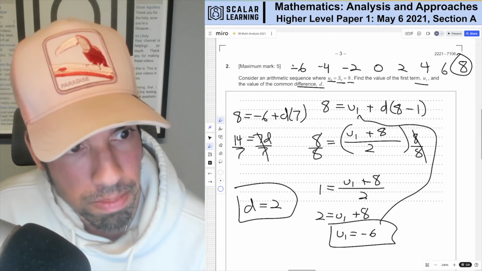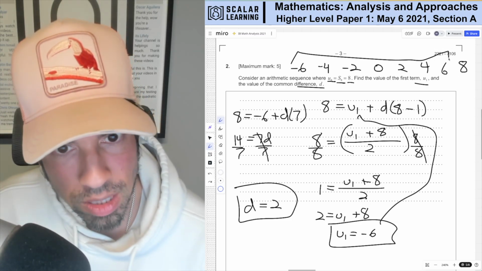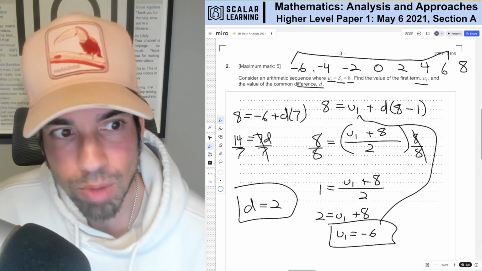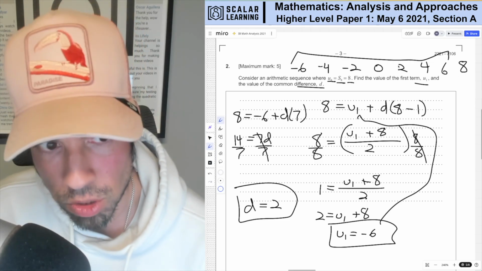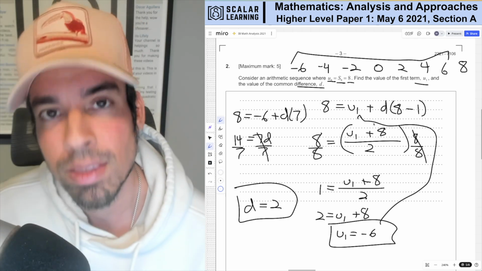And the sum of these 8 terms is indeed 8 because if you look at these first 7 terms, they're all opposites. Negative 6 and 6, 0. Negative 4 and 4, 0. Negative 2 and 2, 0. And then 0 plus 8 will be 8. That's how you do it.